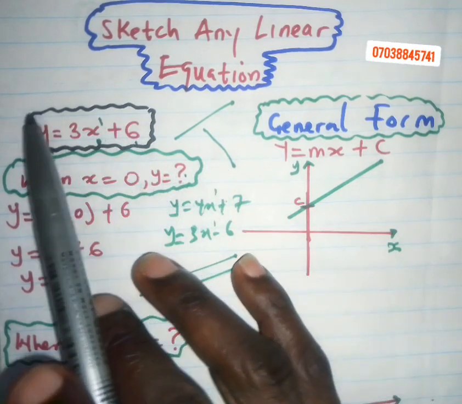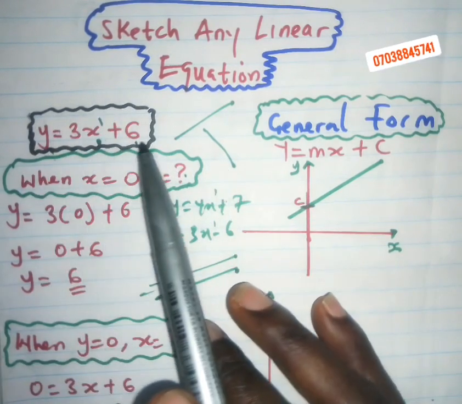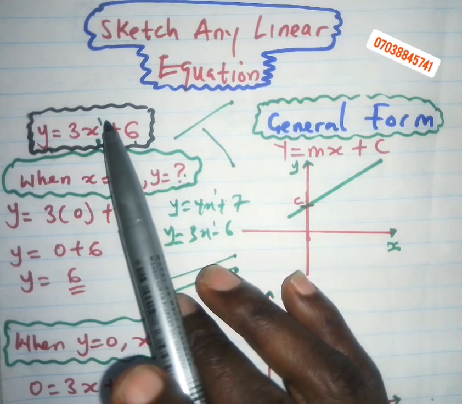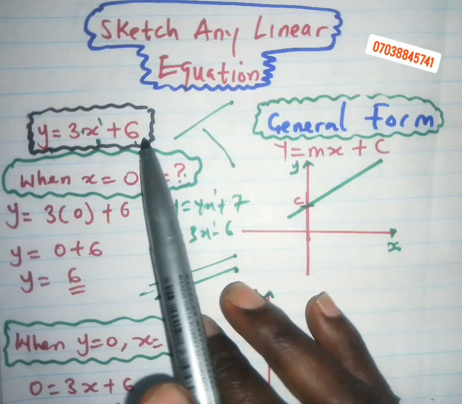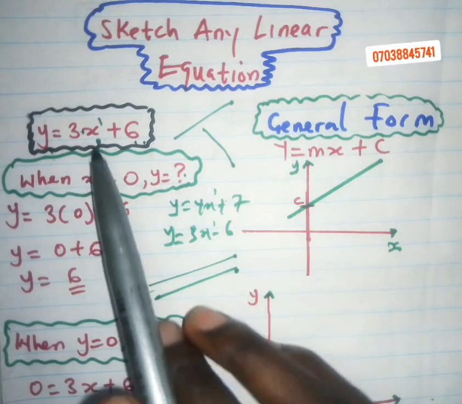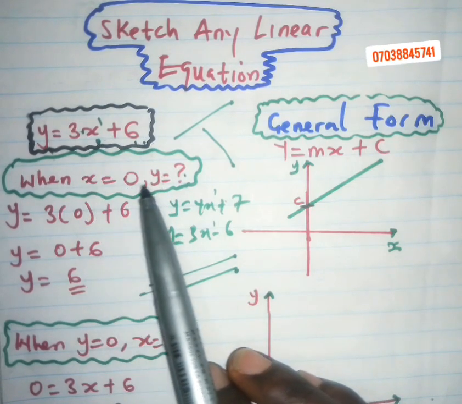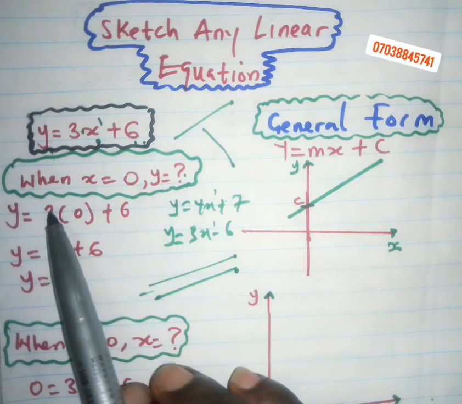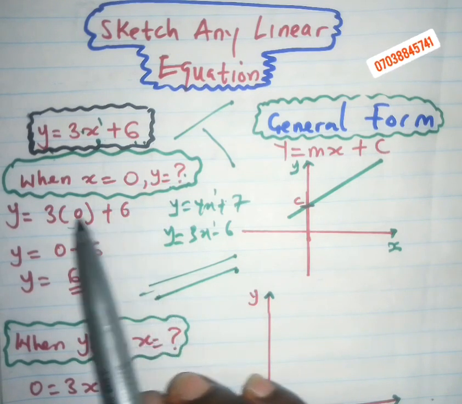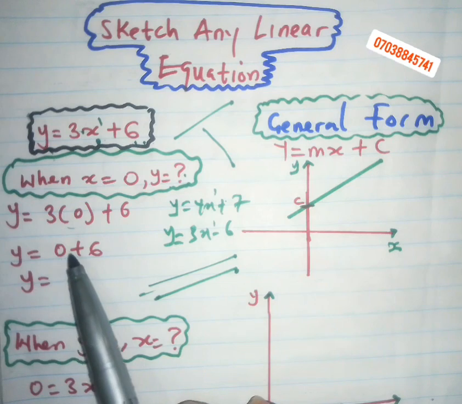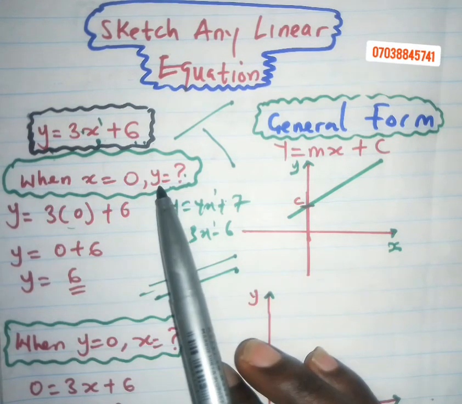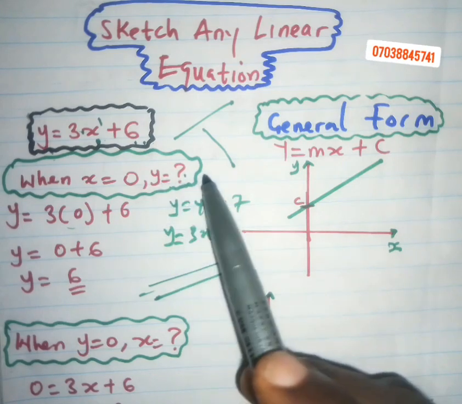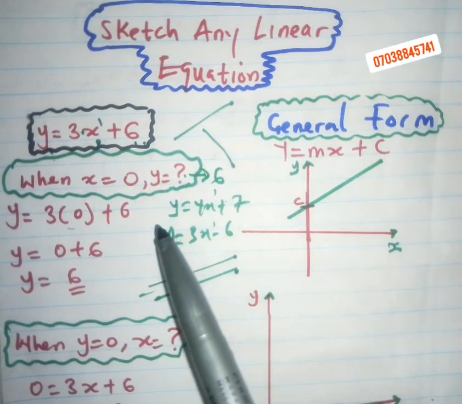That means you come to this original equation here. Anywhere you see x, you put in 0 there. So you have 3x plus 6, and x is now 0. You're looking for the value of y. So that will be 3 times 0 plus 6. 3 times 0 will give you 0, and 0 plus 6 will give you 6. That means when x is 0, the value of y is 6.